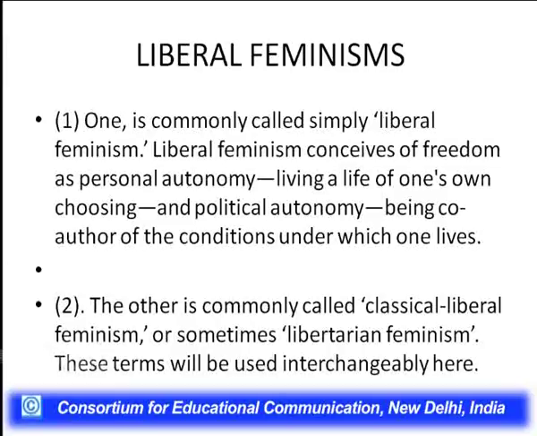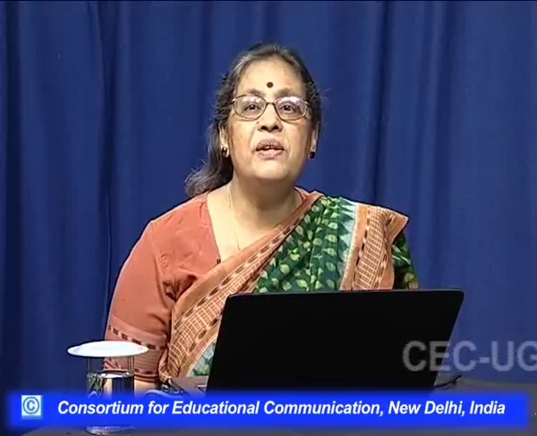Liberal feminism, there are various shades of liberal feminisms, but there is one which is simply called liberal feminism, and it conceives of freedom as personal autonomy, living a life of one's own choosing, and political autonomy, being co-author of the conditions under which one lives. The other is commonly called classical liberal feminism or sometimes libertarian feminism, and these terms are used interchangeably here. Now what do we mean by liberal feminism conceives of freedom as personal autonomy?